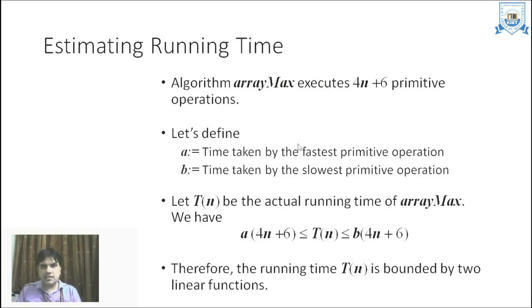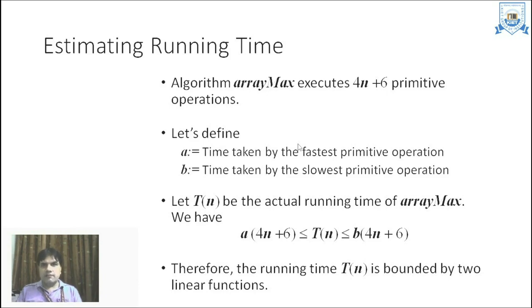whether it is going to be in the worst case, best case or average case, we assume that A is the time taken by the fastest primitive operation. In any machine architecture, this is the fastest operation, which will take A time for completing the primitive operation. Okay, fastest primitive operation. And then B is the time taken for the slowest primitive operation.